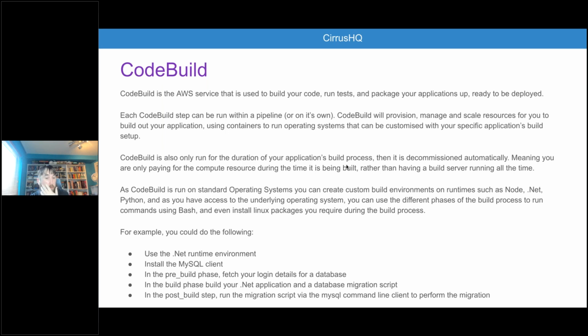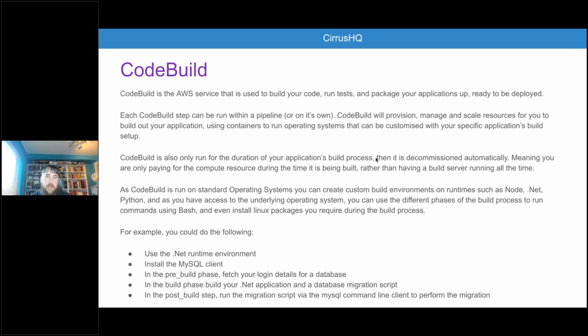You could then install the MySQL client, and using the pre-build phase, so before it executes the build commands, it goes and grabs the login credentials for your database from something like Secrets Manager, which is used to store sensitive information like API keys, logins, and only certain people will get access to that. Then you build the application and maybe run a database migration script, and then you can use CodeBuild to actually execute that migration script as well through the command line. So during that process, you've packaged up your code, you've migrated your database over to support your new code, and then you're going to deploy it from there.